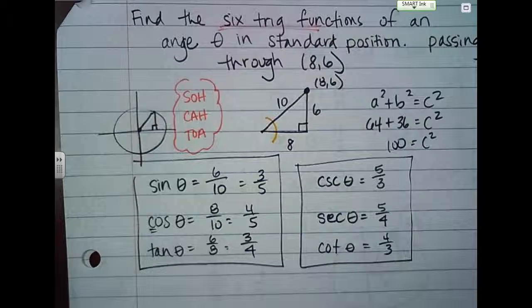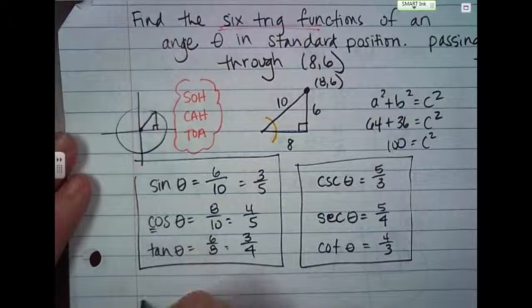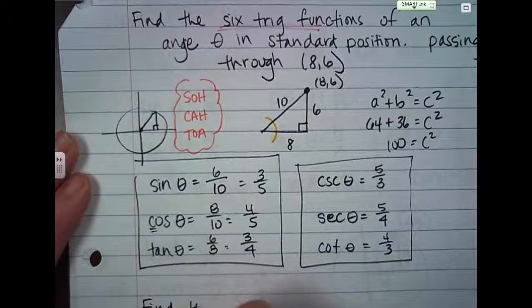Make sense? Are we actually going to have to find the reciprocals then do the extra? Find the 6 trig, hang on a second. Find the 6 trig functions.